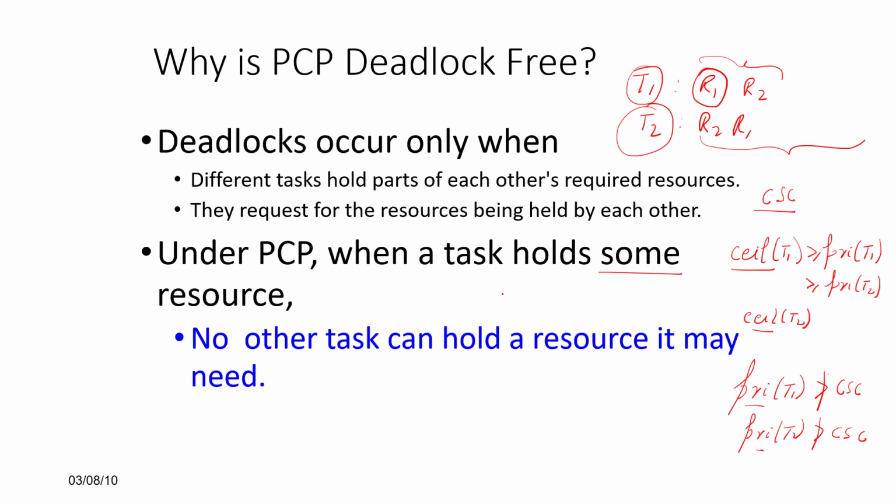So the insight is that preemption in this case is not possible. Basically, if T1 is holding a resource, then no conflicting task, and in this case T2 is a conflicting task, where they are interested in a similar set of resources, so no other conflicting task can hold a resource that it may possibly need.